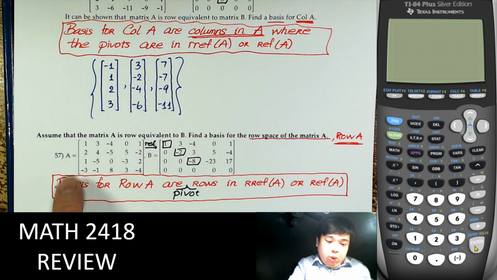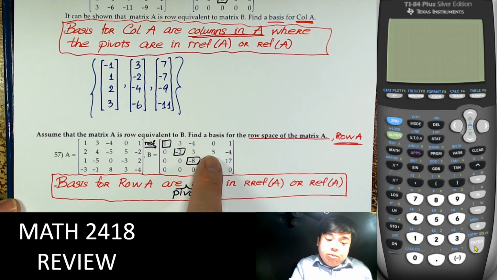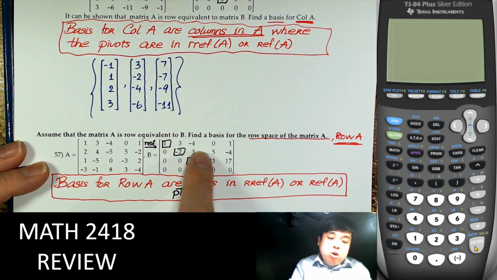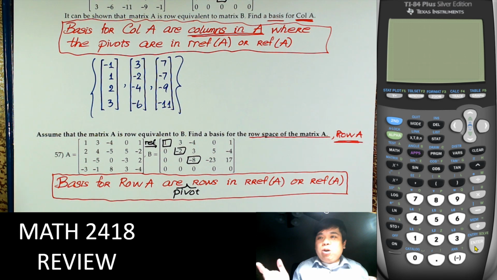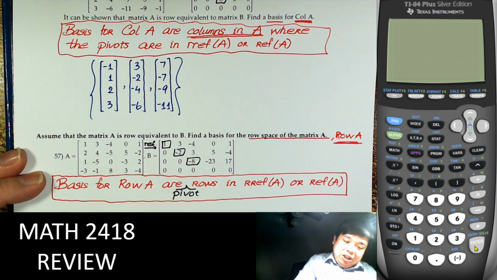Right, so we already done the echelon form already given, so we just look for the row where the pivots are. The last one 0, of course, cannot be in the basis, so we just write those 3 rows, and that is it.